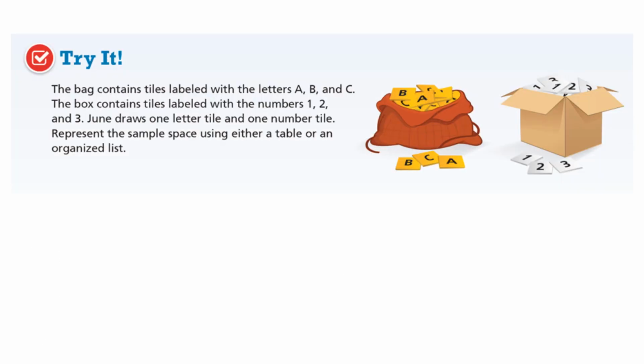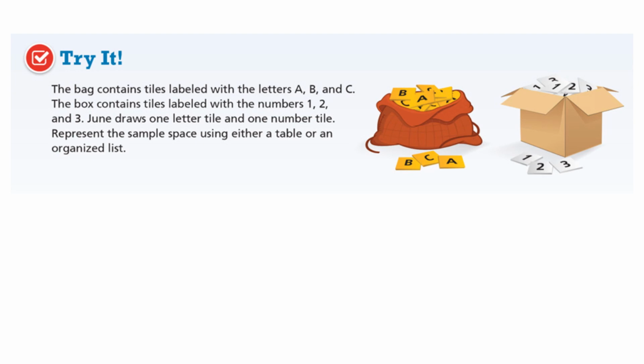For our try it example, it says the bag contains tiles labeled with the letters A, B, C. The box contains tiles labeled with the numbers 1, 2, and 3. June draws one letter tile and one number tile. Represent the sample space using either a table or an organized list.